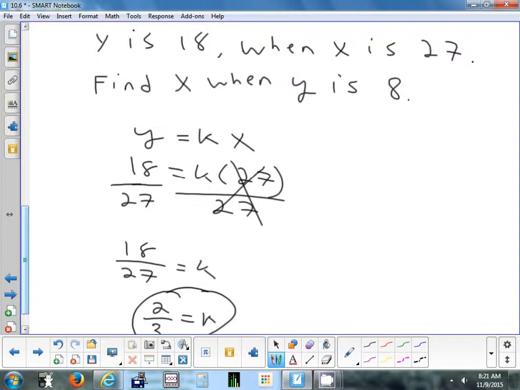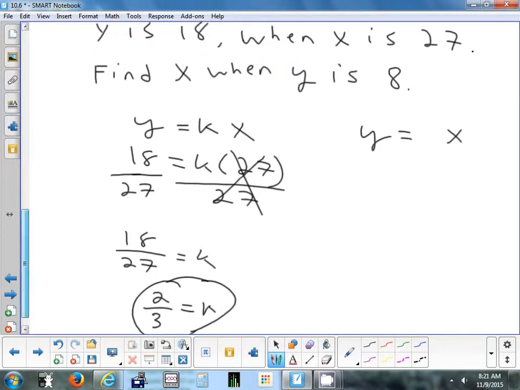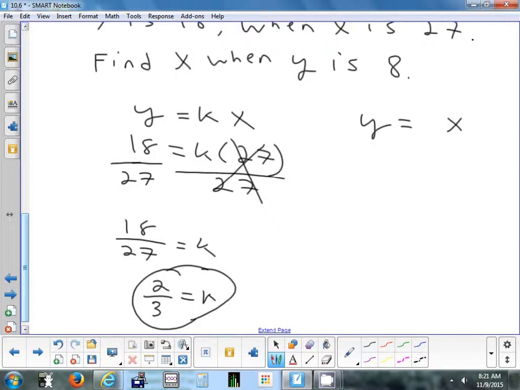Yeah, there's one more thing. Victor, what's the last thing they want me to do? Find x when y is 8. First thing I'm going to do is rewrite my equation, but now I know k. Right, Gabe, what's k? Yeah, k is 2/3. And now they said find x if you fill in 8 for y.